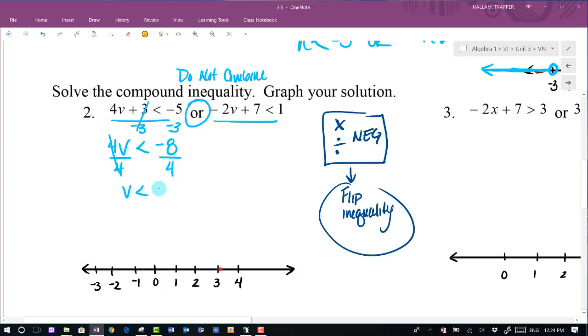So v is going to be less than -2. Again, no flipping, because we have involved the negative, but we did not divide or multiply by a negative. So very clearly, we are not flipping there. All right, moving to the other side.